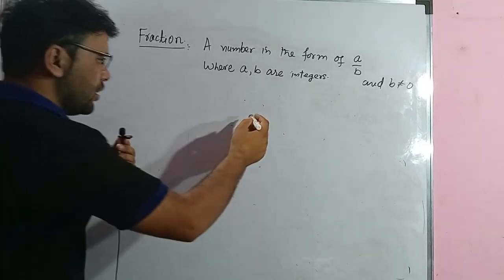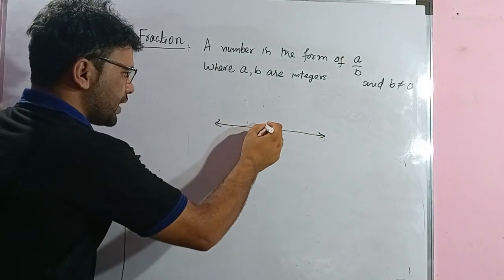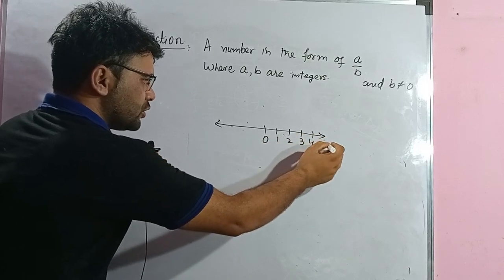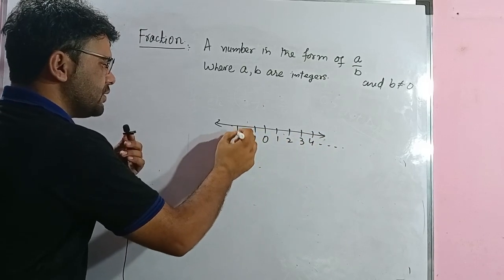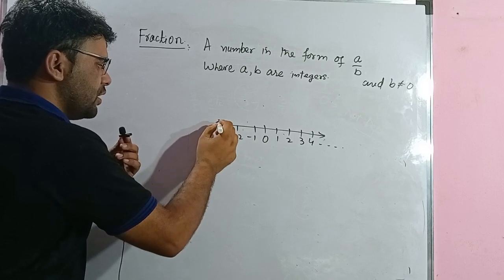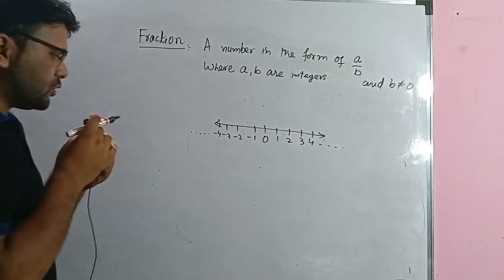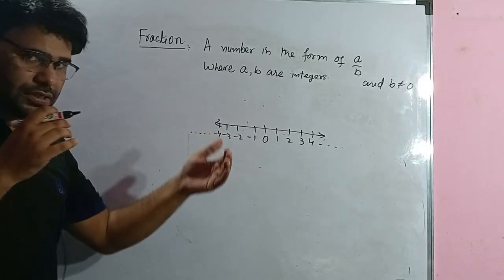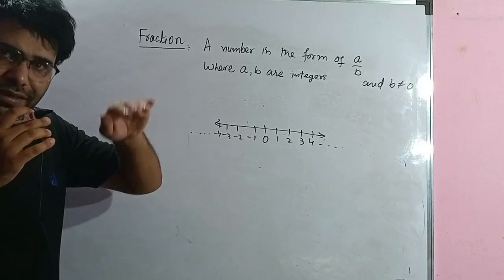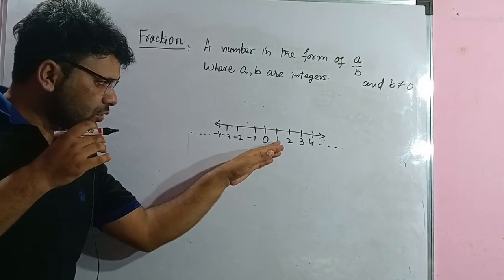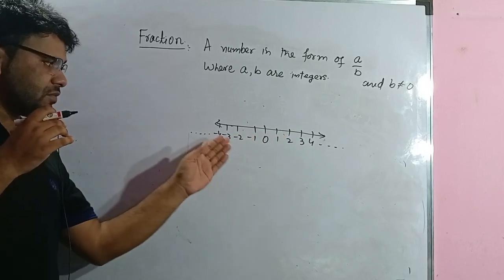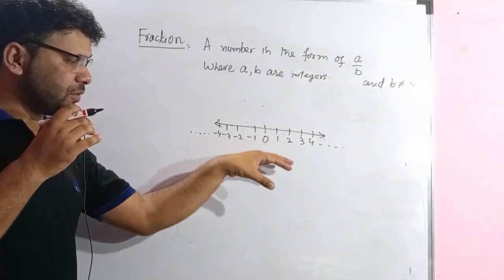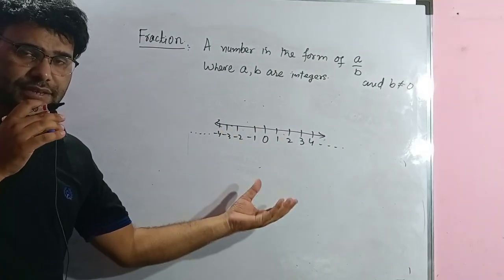I hope that you have the idea of the integers. You have gone through the number line. In the number line we write 0, on the right side we write 1, 2, 3, 4 and so on, and on the left side we write -1, -2, -3, -4 and so on. So these numbers are integers. In integers we have the counting numbers and their negatives, including 0. This is a set of numbers which are known as integers.